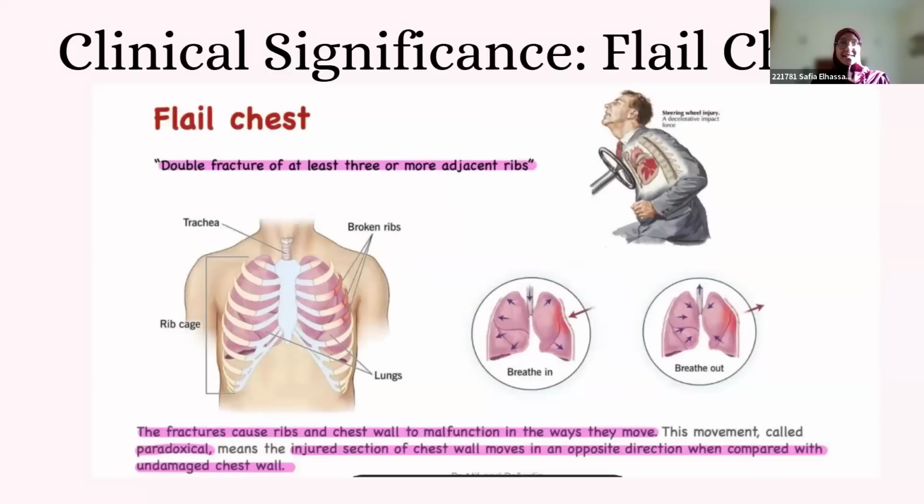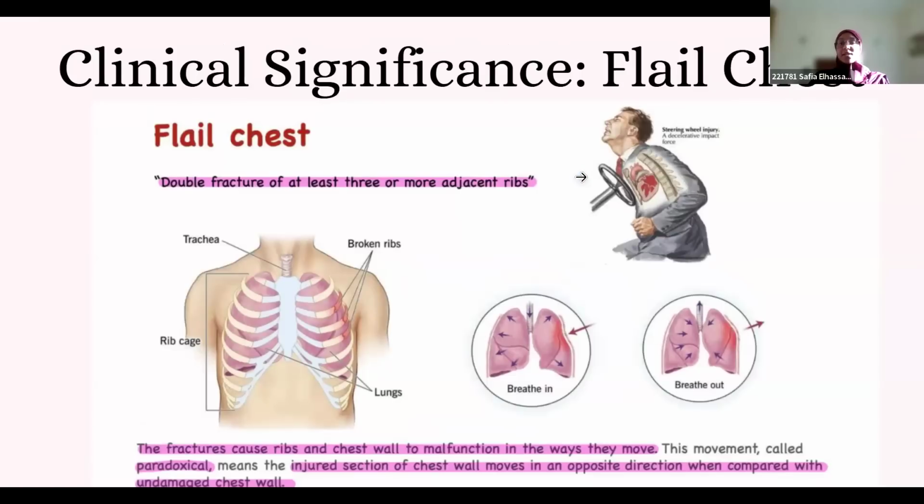Okay, so let's go back to that scenario about the car accident. This time, imagine that the patient had broken 3 adjacent ribs, so 1, 2, and 3, and each one of those ribs was broken in 2 or more places. Which condition would they be at risk for? Okay, so flail chest. Flail chest happens when there's a double fracture of at least 3 or more adjacent ribs.